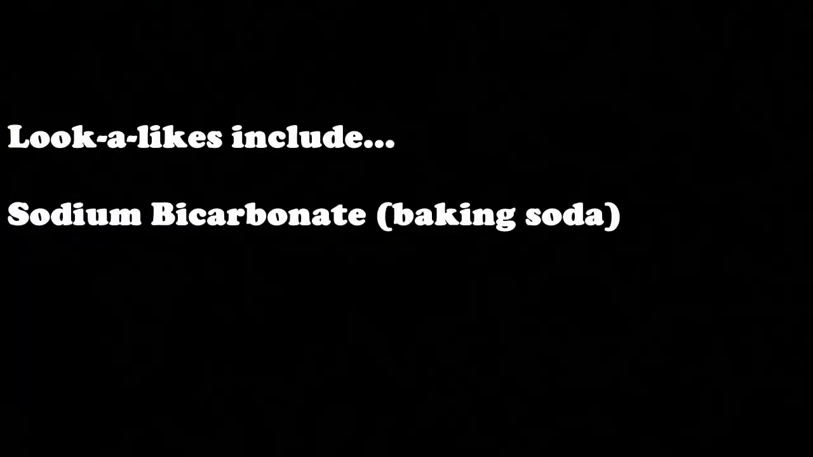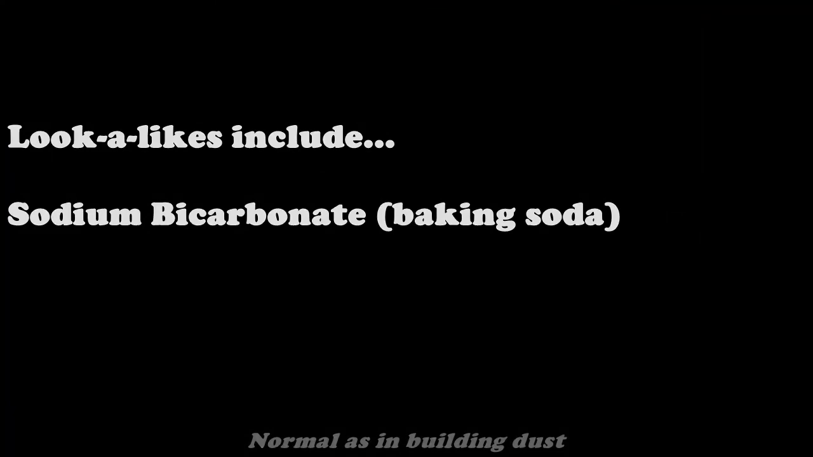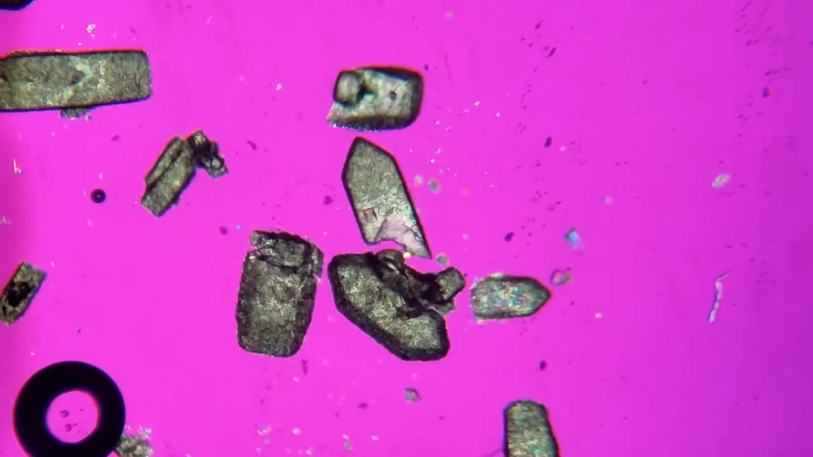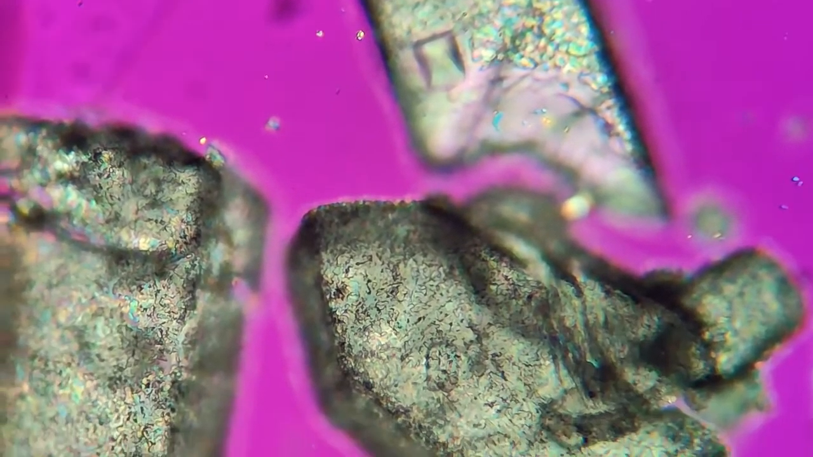Now, as far as those annoying lookalikes, the good thing is calcite really only has one that you would run into in a normal situation. That's sodium bicarbonate. Sodium bicarbonate is usually observed as a uniform yellow coloration, very similar to calcite.